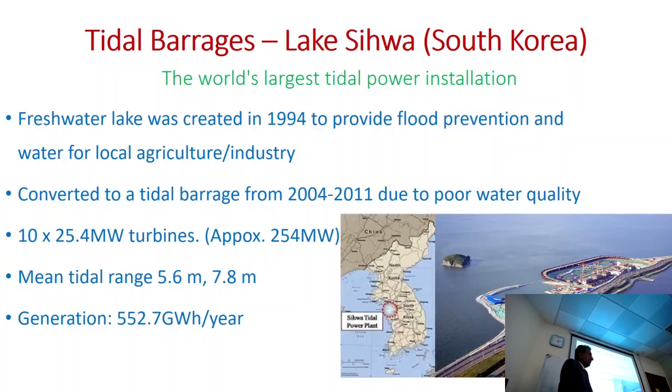2.5 floors. About 1.5 floors. So the generation is 552.7 gigawatt hours per year. That is because of the large volume of water that you collect. And this has ten 25.4 megawatt turbines. Now with tidal electricity generation, you can't have really large turbines because your head is small.